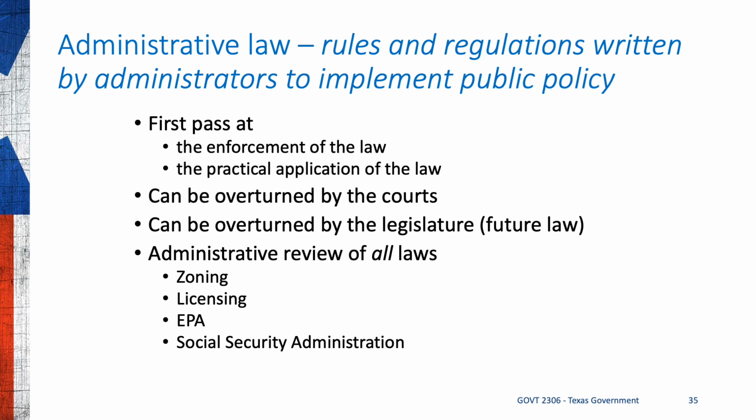These are not things that are set in stone. They can be overturned by the court. They can be overturned by the legislature, when the legislature enacts a law that preempts the administrative law. And there is a review of all administrative laws, so zoning laws, EPA laws, Social Security laws, licenses, things like that. They are reviewed by the committees and by the administration.